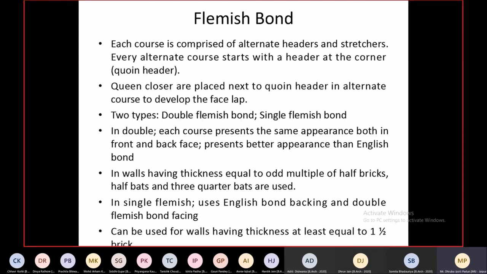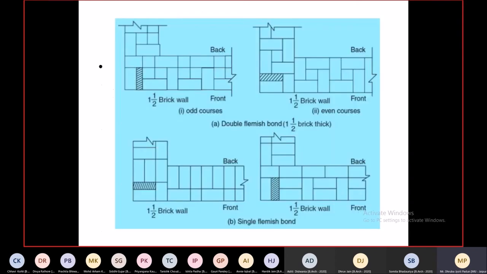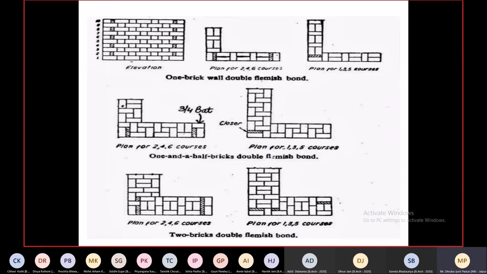For walls having thickness equal to an odd multiple of half bricks, half bats and three-quarter bats are used. In single Flemish, English bond backing and double Flemish bond facing can be used for walls having thickness at least equal to 1.5 brick. So this becomes a Flemish bond. If you see the elevation of Flemish bond, look at this particular elevation.